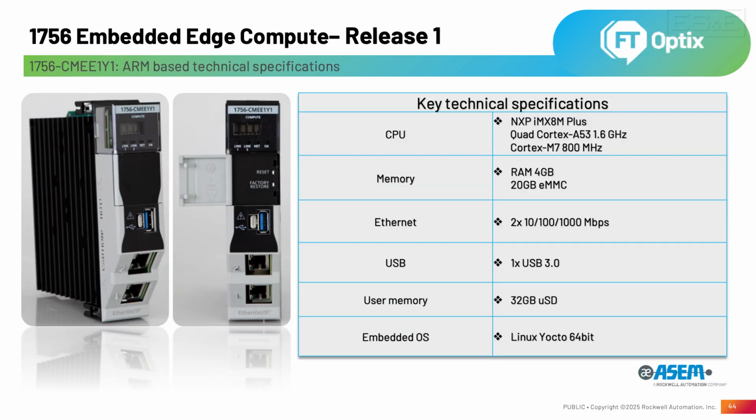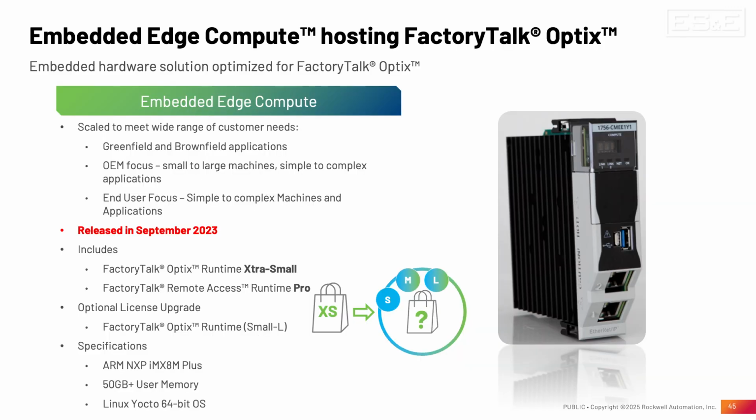When our embedded edge compute release 1 came out, we didn't necessarily have container support for that at that time, so Optix was not deployable to that, but it was a more powerful edge compute compared to our original compute module. Then in the next release, we were able to actually run Optix on the embedded edge compute. The package for that was extra small when it first released, and then as we released more iterations, you could upgrade that to small, medium, and large.